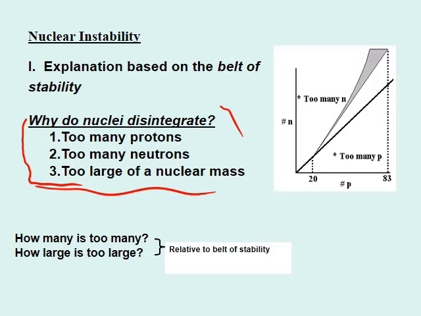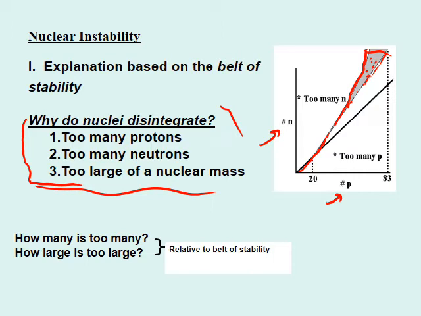Now, what is belt of stability? Scientists took into account all the stable nuclei and plotted their number of protons along the x-axis and number of neutrons along the y-axis. And all these stable isotopes show that these points fall on this line, a curved line. Beyond 20, it goes upward. And that's called belt of stability. All those nuclei or isotopes falling within the belt of stability are stable because that's how they are plotted.